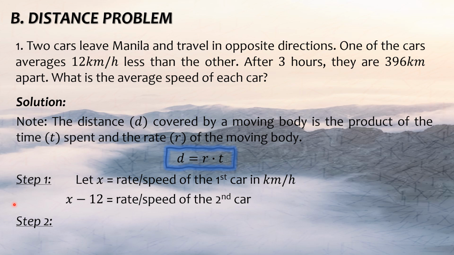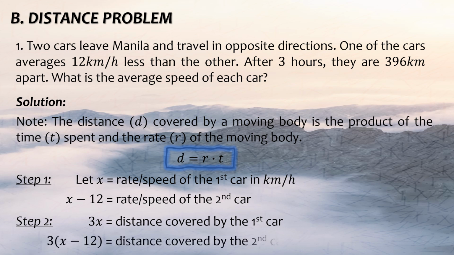Step 2, sabi dyan, after 3 hours. So, ibig sabihin, imumultiply natin ang x at x minus 12 sa 3 kasi kailangan nating mahanap ang distance. Since ang sabi dyan, after 3 hours, they are 396 kilometers apart. So, kailangan natin i-multiply sa 3 ang dalawang expression. So, magiging 3x because we multiply 3 by x, which is the distance covered by the first car, and 3 times x minus 12 is the distance covered by the second car.